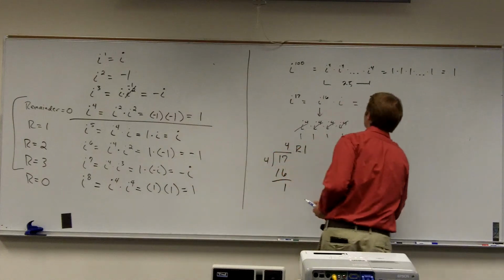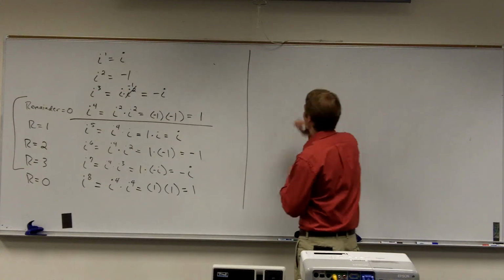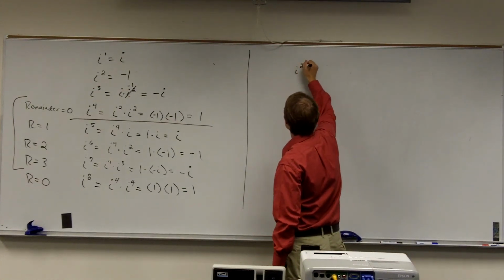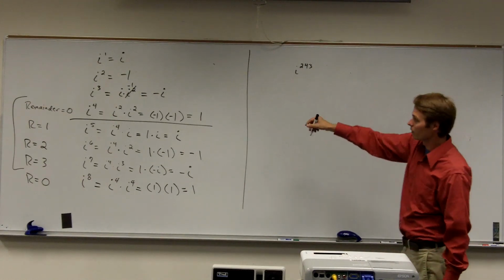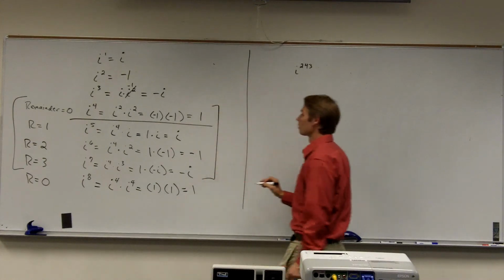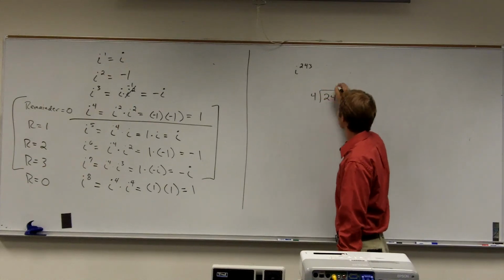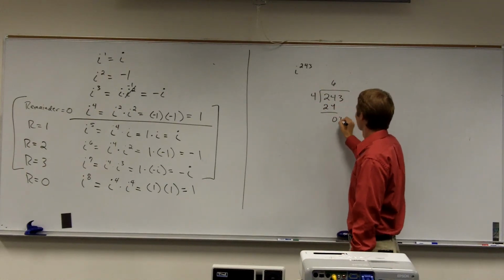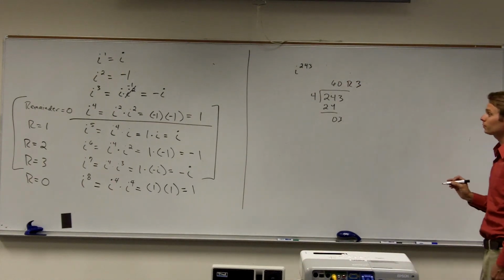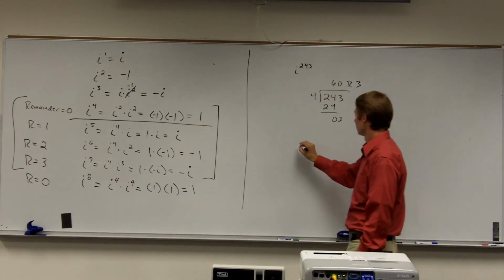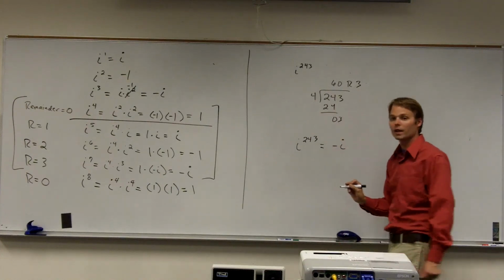So we can now deal with even bigger ones, right? If I took something like i to the 243rd power, and I want to figure out what this simplifies to, I know it's only going to simplify to one of these 4 things. So I'll just take 243 divided by 4, and I'll end up getting 60 with a remainder of 3, right? So I know that this should simplify down to just negative i.